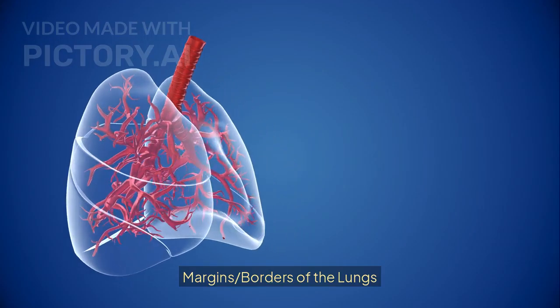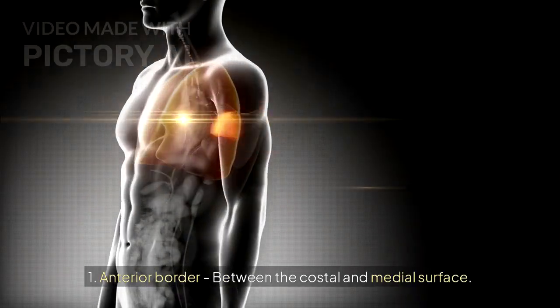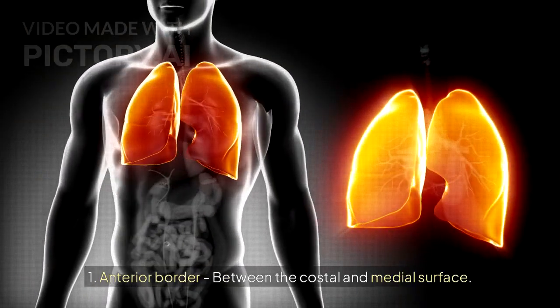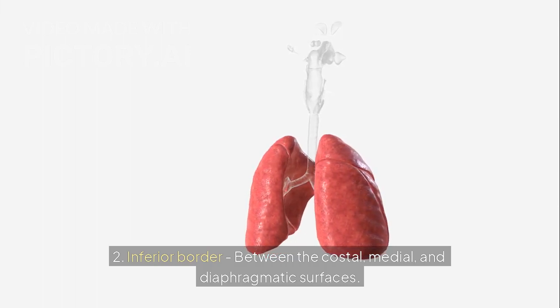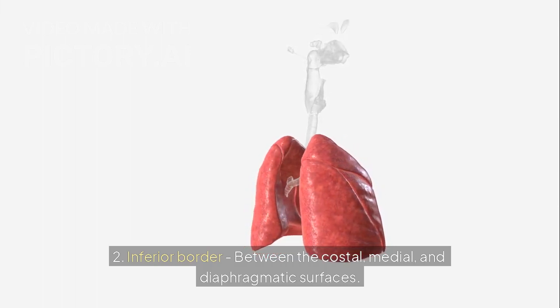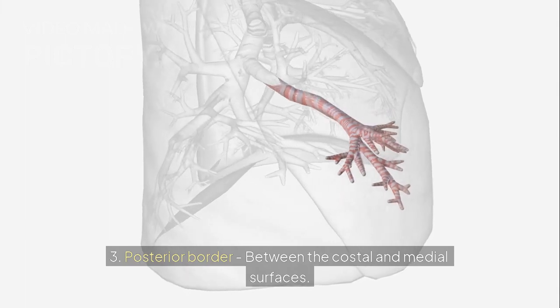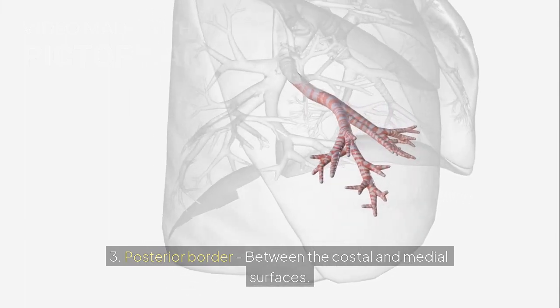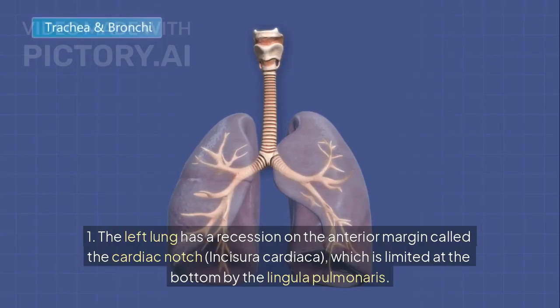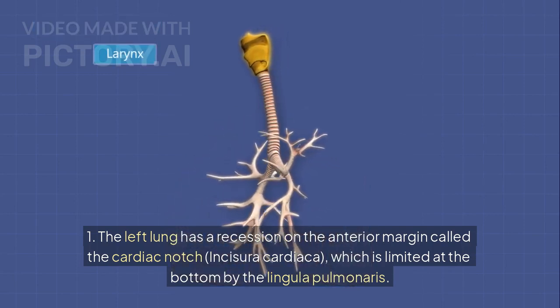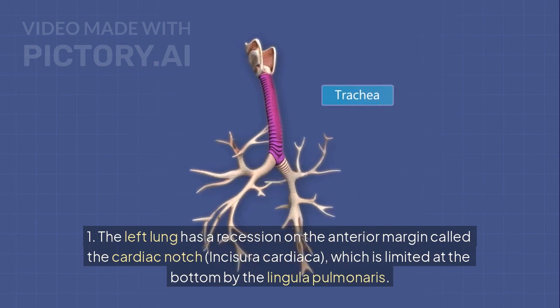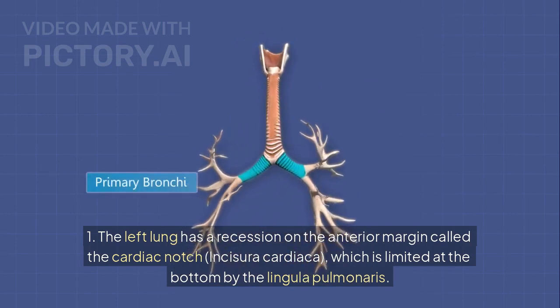Margins, borders of the lungs. 1. Anterior border between the costal and medial surface. 2. Inferior border between the costal, medial, and diaphragmatic surfaces. 3. Posterior border between the costal and medial surfaces. The left lung has a recession on the anterior margin called the cardiac notch, incisura cardiaca, which is limited at the bottom by the lingula pulmonaris.